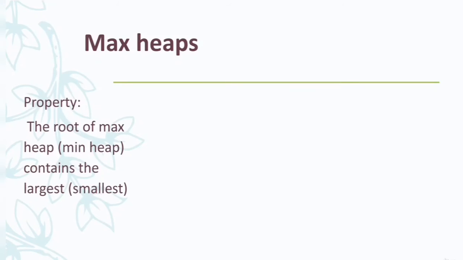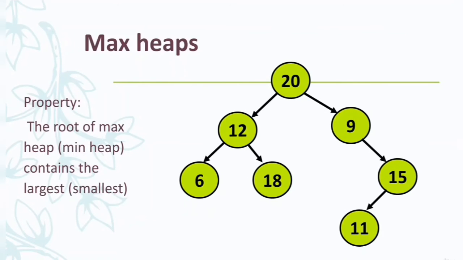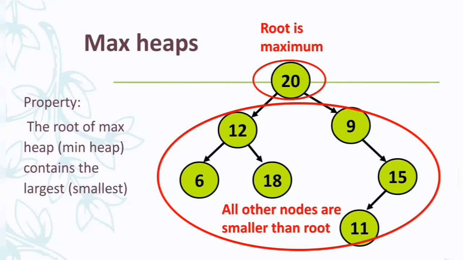So let's see the example of max heap, and the property here is that the root of a max heap contains the largest value, whereas the root of a min heap contains the smallest value. So if we consider this as a tree, in this case 20 is my root value, and we can see that the value of the root is maximum, whereas all other values than the root are smaller than the root value. So this is what a max heap is.